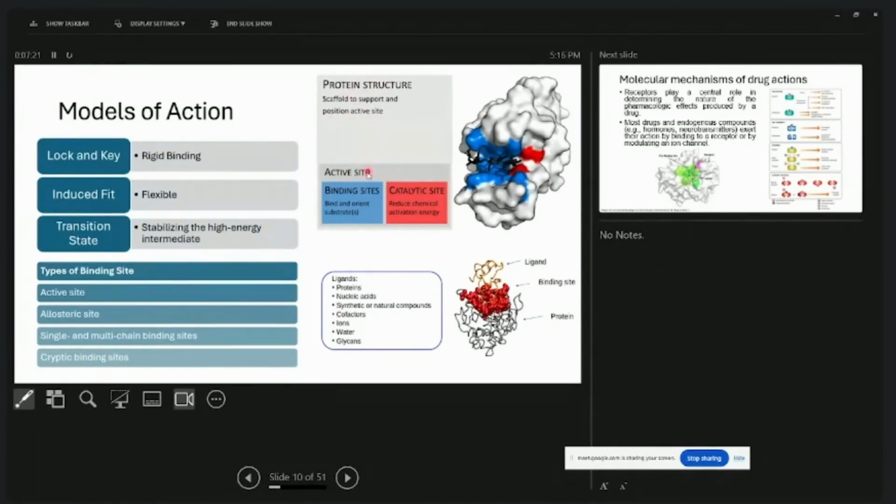So we can see here the protein structure. We have the active site, the binding site. We have the catalytic site. The binding site is for the binding orientation of the substrate. And here we reduce the chemical activation energy, which is the main mechanism of enzyme-based catalysis: reducing the activation energy for the reaction. The ligands can be different biomolecules. They could be exogenous or endogenous molecules. They could be synthetic, they could be natural. So they could be proteins, nucleic acids, metal ions, cofactors, water, glycans, and so on.